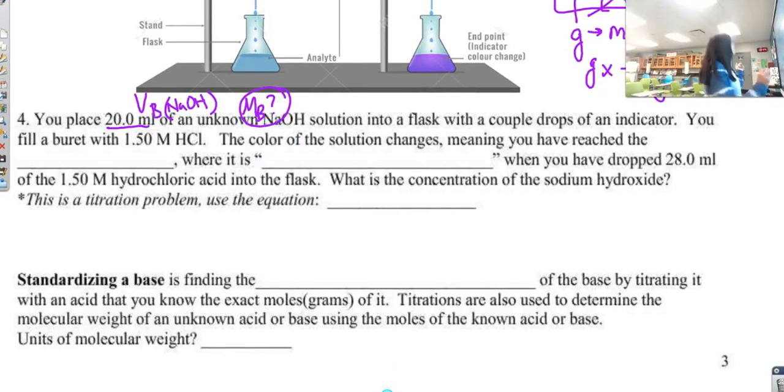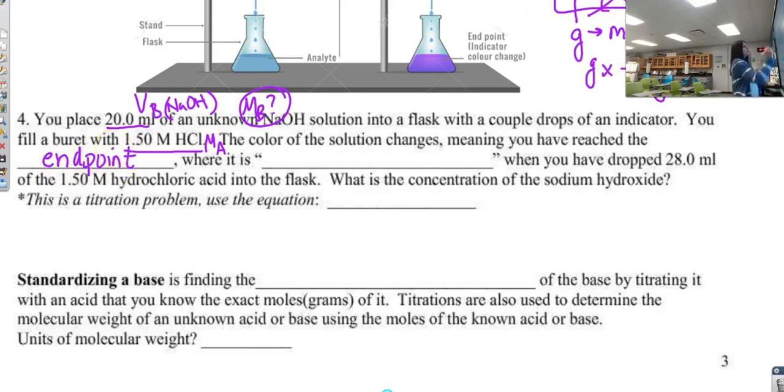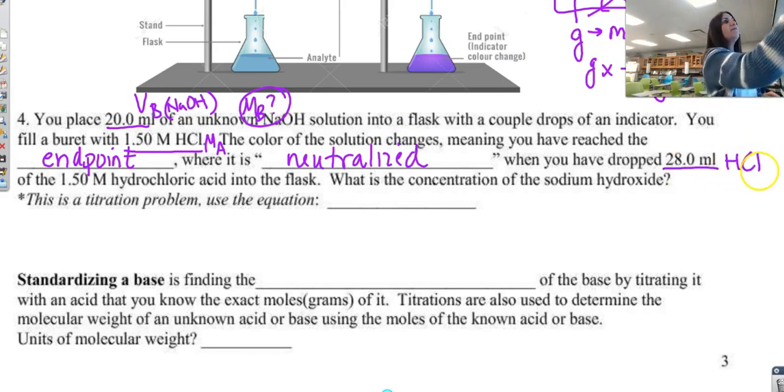So you fill a burette and you have 1.5 molar HCl, so I'm going to call this my MA. The color of the solution changes, meaning you have reached what we called the end point, and remember, the end point is where it has become neutralized. That happens when you've dropped 28 milliliters of the 1.5 molar HCl. They're repeating that, so we can ignore it. But we're dropping 28 milliliters of the HCl, which means this must be my VA.